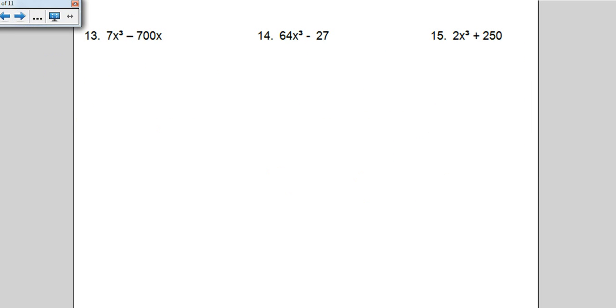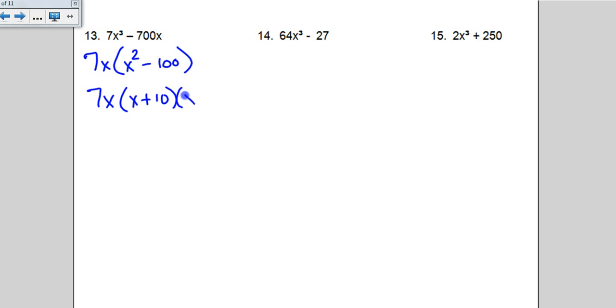Okay, there's a common term in number 13. I can take out a 7 and an x, and when I do that, I'm left with x squared minus 100. Now we're not done, because x squared minus 100 is the difference of squares. So we can factor that into x plus 10, and then x minus 10. And now we are done with that problem.